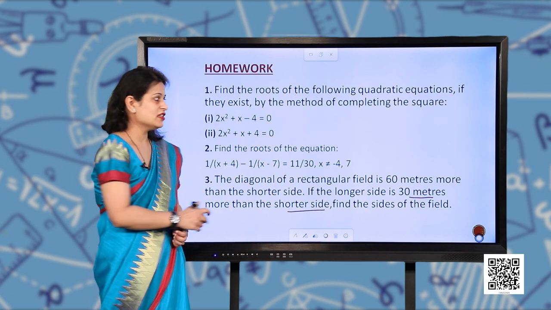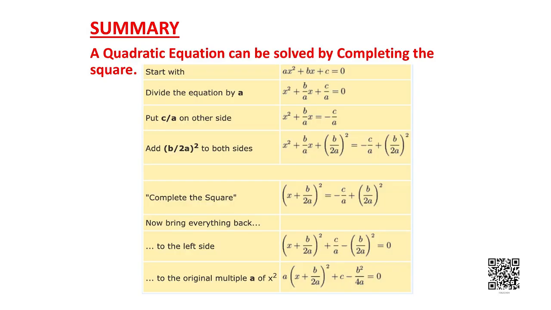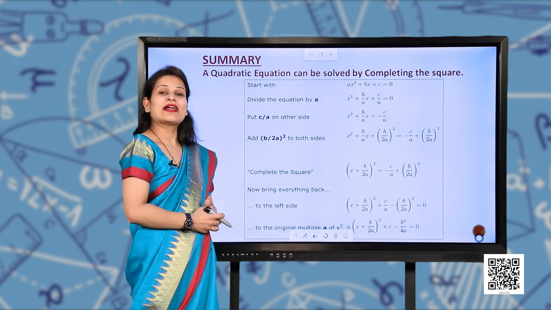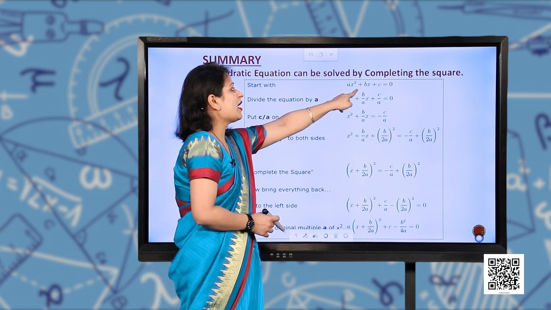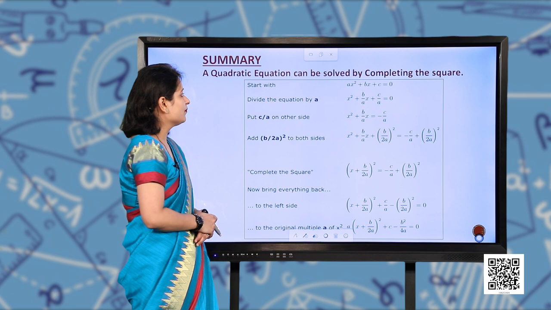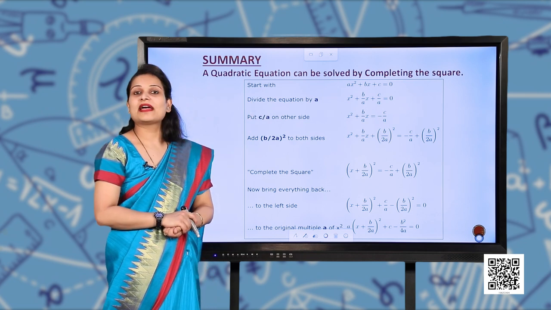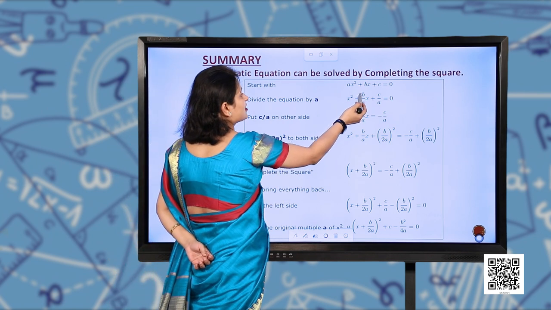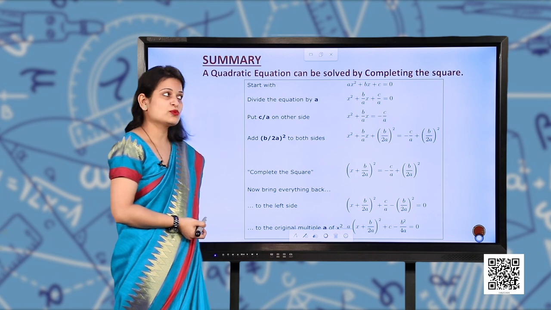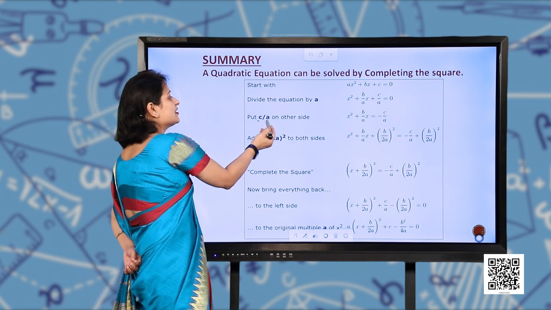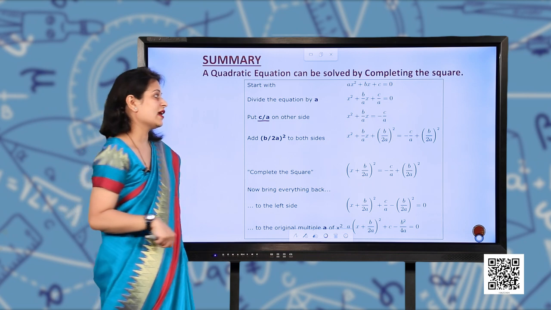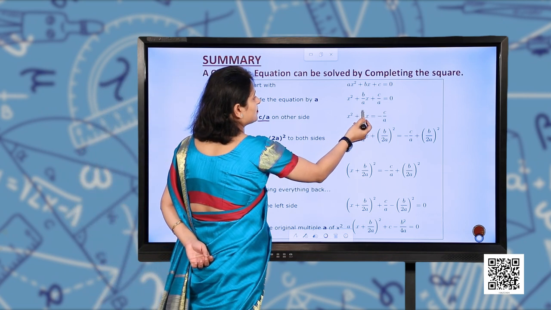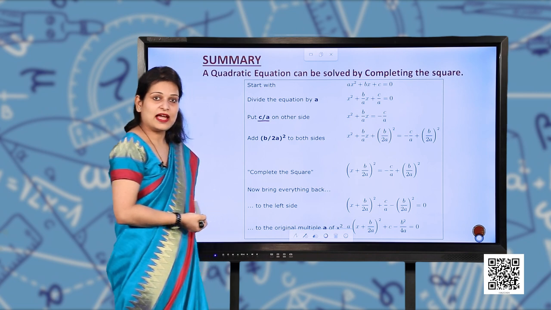Now let us quickly revise what we have studied today. A quadratic equation can be solved by completing the square. We have to start with a quadratic equation, ax square plus bx plus c equals 0. Then we have to divide this equation by the coefficient of x square, which is a. So we will get x square plus b by a x plus c by a equals 0. Then we have to put this c by a on the right hand side. So we will get x square plus b by a x is equal to minus c by a.